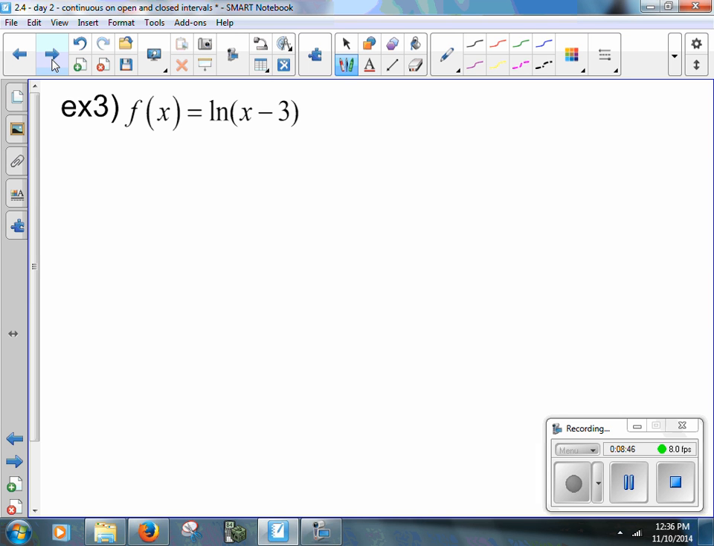We can't really set anything equal to 0 here. Can't set 1 equals 0. Let me ask you something. What kind of function is this? Logarithm. It's a logarithmic function.